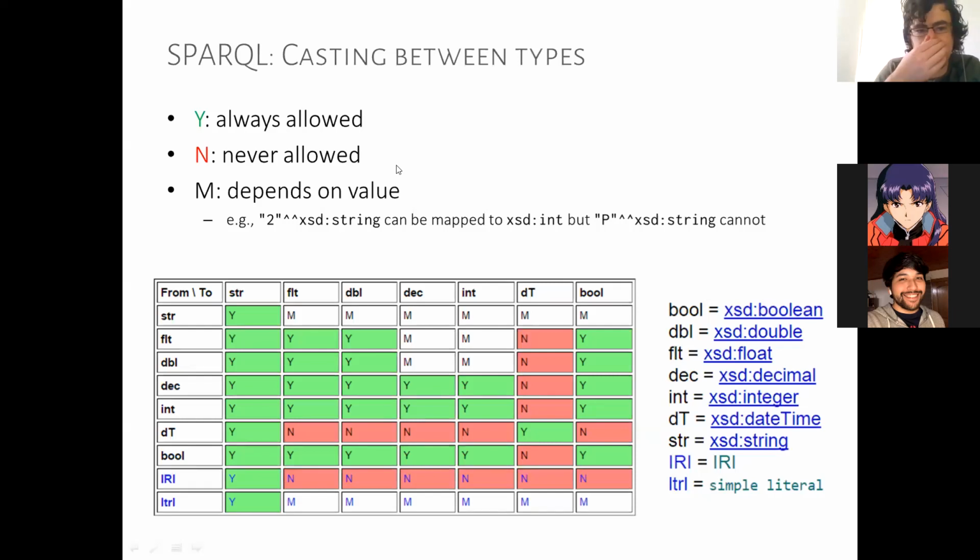So as mentioned before, there's certain types that might be compatible, and we can also do some casting between different types in certain cases. So, we can cast from every term to itself. So this is the from: string, float, double, decimal, int, data type, Boolean, IRI, or literal. And these are the things we can sometimes cast to. Where green or Y means yes, we can cast. M means maybe, so in certain cases we can do that. And N means no, never. So we can always cast from something to itself, right?